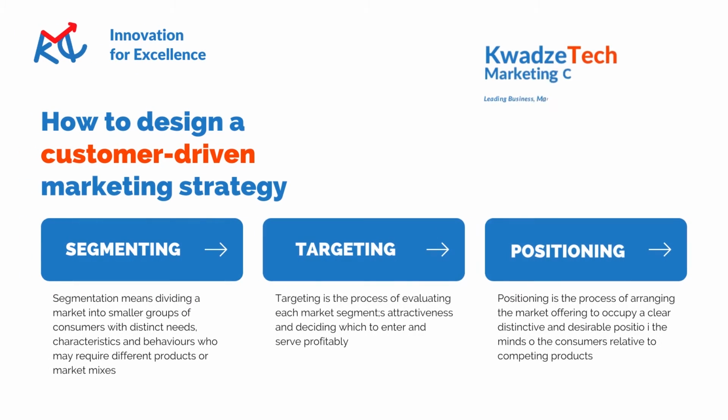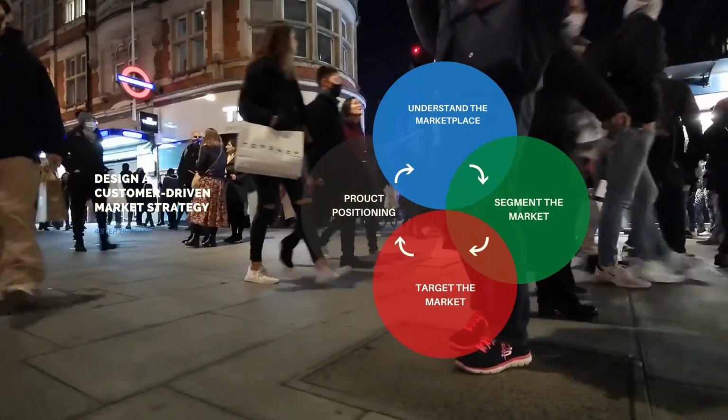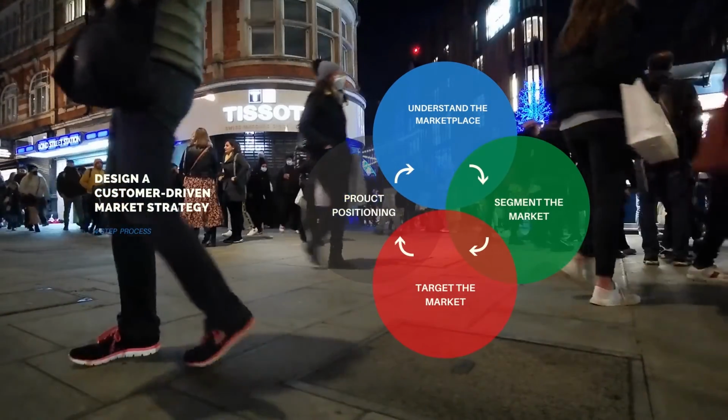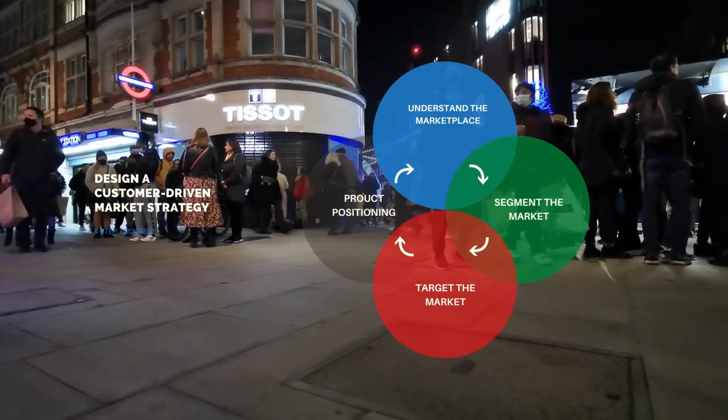in order to design a customer-driven marketing strategy, listen very carefully, a customer-driven marketing strategy. It is not just a marketing strategy, but a customer-driven marketing strategy. There are 4 things to be done. Firstly, we need to understand the marketplace. The marketplace in terms of needs, wants, demand, and which type of product can we provide that is going to satisfy the customer need. It is all about what the customer needs. It is not just being innovative in the market, it is satisfying the customer need.